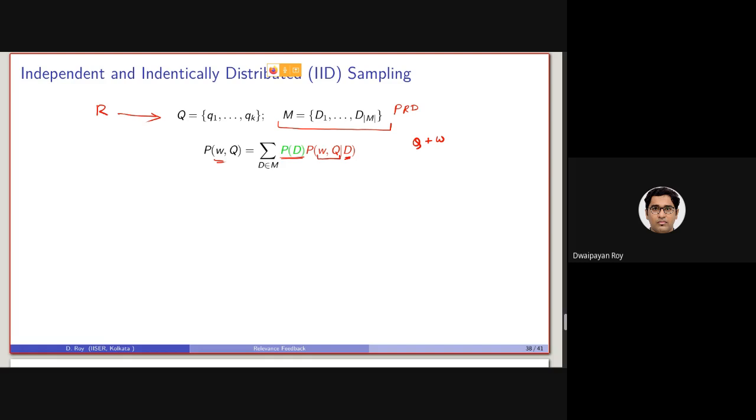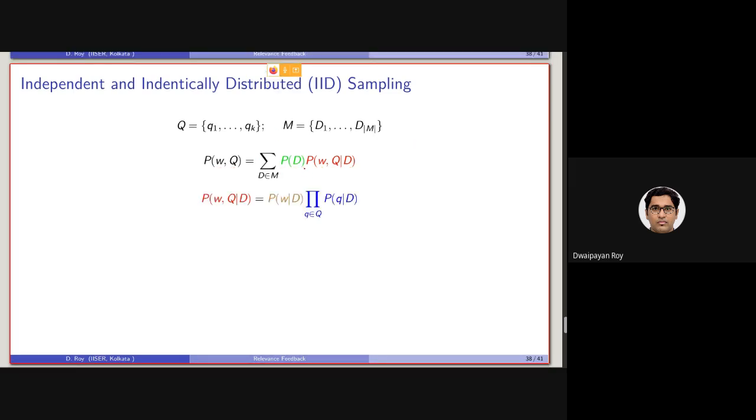Basically, considering one urn, one document, we are performing K plus 1 sampling. At the first K samplings, let's consider we have observed the individual query terms, and at the K plus 1th drawing, we have observed the W. How likely is it that we'll be observing this? Based on this, we can approximate the joint probability of the word together with the query.